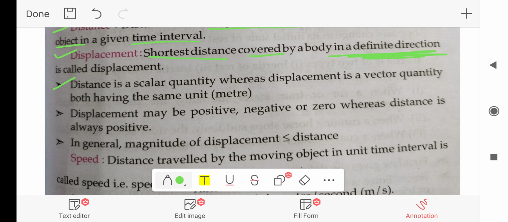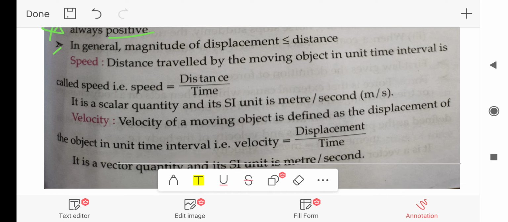Distance is a scalar quantity, whereas displacement is a vector quantity, both having the same unit, that is meter. Displacement may be positive, negative, or zero, whereas distance is always positive. In general, the magnitude of displacement is less than or equal to distance.